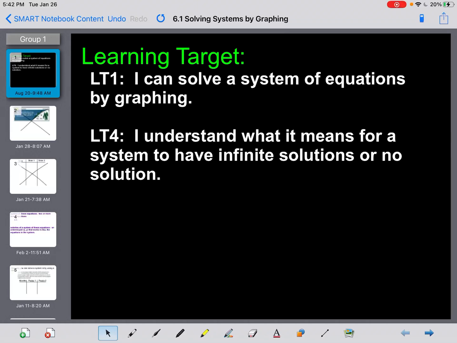Chapter 6, Section 1 is about solving systems of equations by graphing. At the end of this lesson, we want you to be able to solve a system of equations by graphing and understand what it means for a system to have infinite solutions or no solutions.